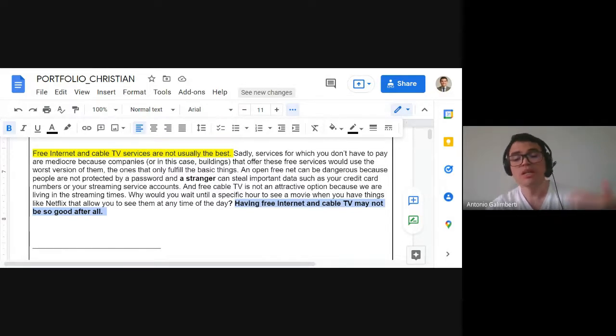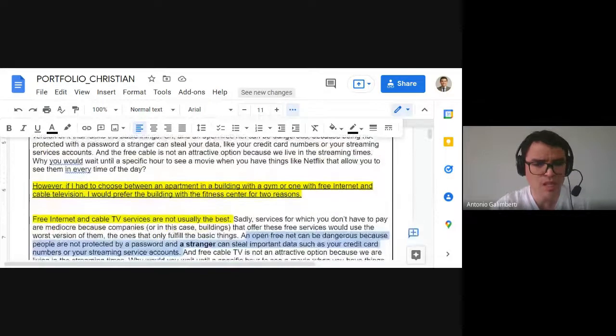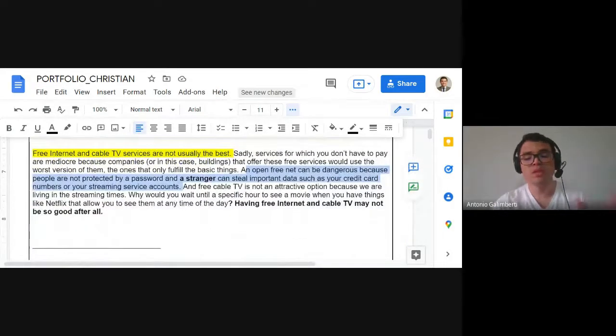So, if they may not be so good after all, why would you want to have an apartment in a building that is offering you these things and view that as a benefit, right? Okay, there is an important correction that we have made here, and I want to share with you. It has to do with abbreviated clauses, or in this case, a phrase.